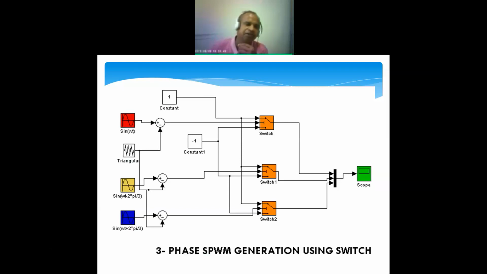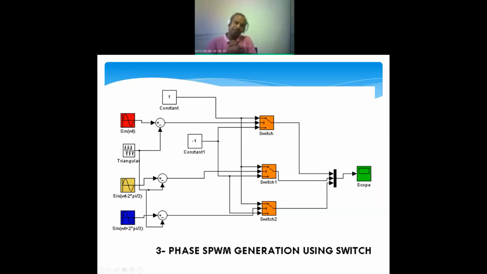minus one. So here you can see that the triangular wave is compared to three sine waves. One sine wave is sine omega t, another one is sine omega t minus 2 pi by 3, and another one is sine omega t plus 2 pi by 3. These three signals are compared and the output is given, and this will go to your switching converter circuit.